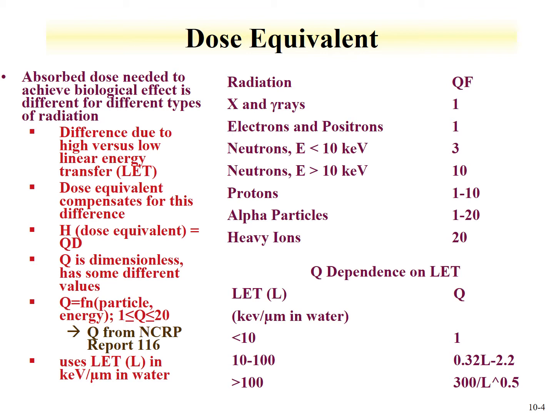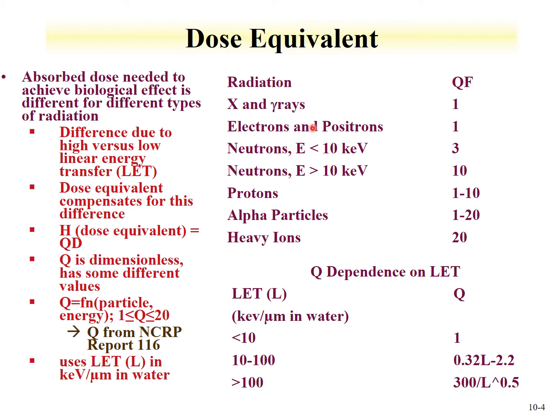There's some information about what Q should actually be from the NCRP report that's listed here, the National Council on Radiation Protection. The data that's shown here defines the Q as a function of the type of radiation. So photons, X and gamma rays, have a quality factor of 1. So what we would see for the gray would be the unit for the sievert, the rad for the rem.